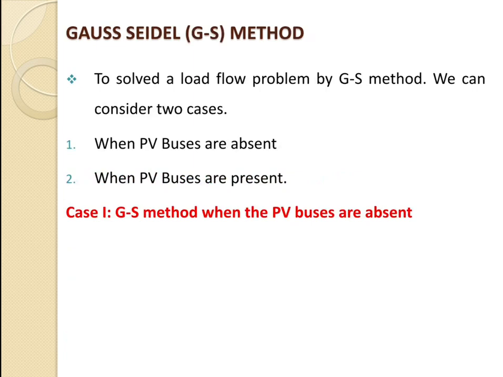To solve the load flow problem by the GS method, we will consider two cases. First one, when PV buses are absent, and second one, when PV buses are present. So there are two cases that can be a part of the Gauss-Seidel method. We will start with case number 1, the GS method when the PV buses are absent. At that time, how do we get the equation for the active power, reactive power and the voltage as a part of the GS method, in that case where the PV buses are absent.